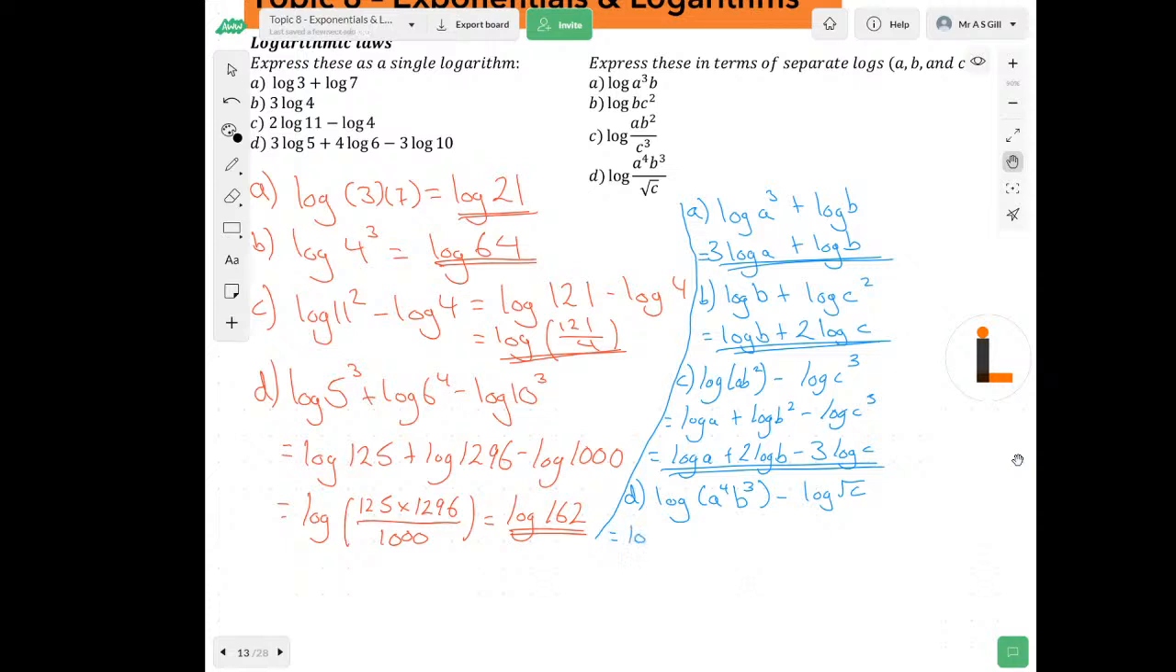So this is going to give us log a to the 4 minus log C to the half, going back to topic 1, understanding that root is to the power of 1/2. And then just like the final step in part C, just bring our powers down and make them coefficients. And we've got our solution at the bottom there.